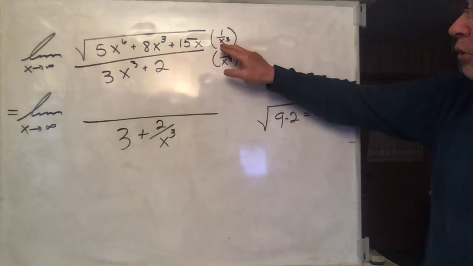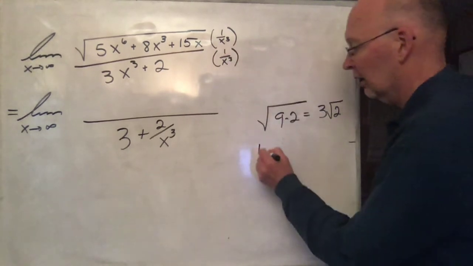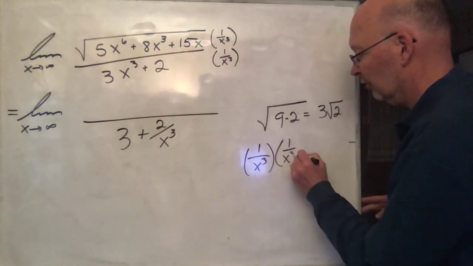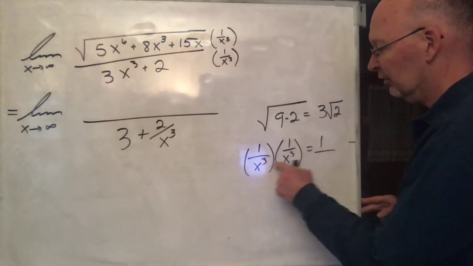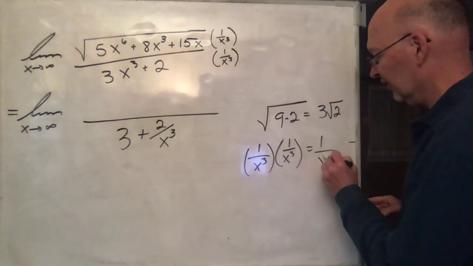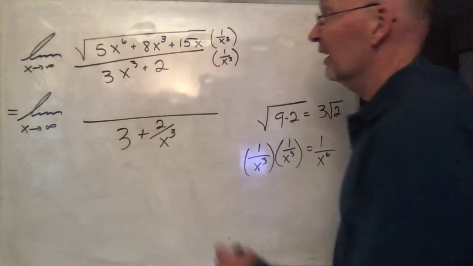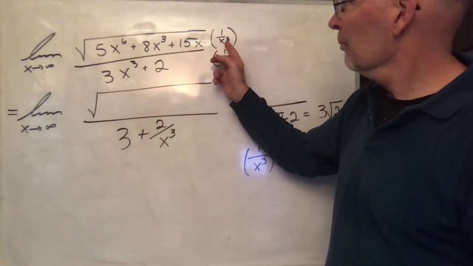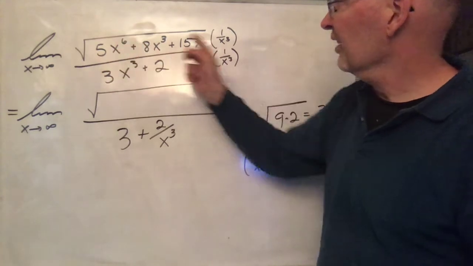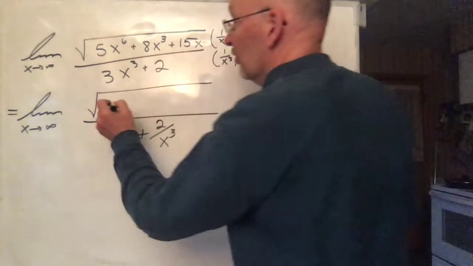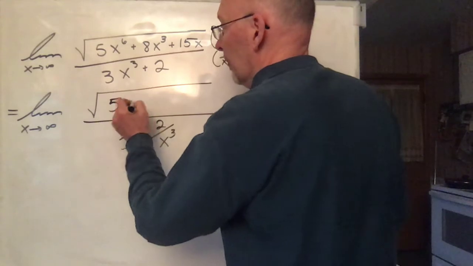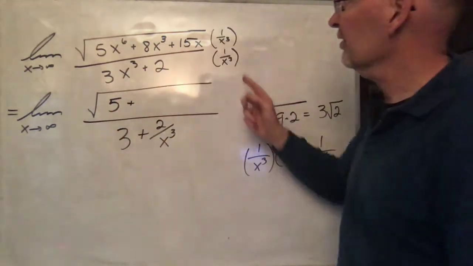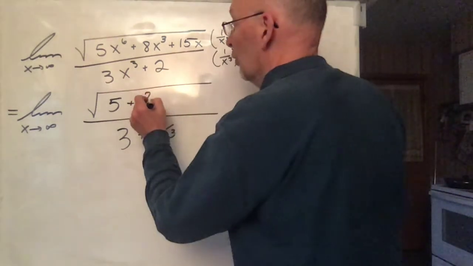So here I have 1 over x cubed. When I square that, 1 over x cubed times 1 over x cubed is going to be 1 over x cubed times x cubed, which is x to the 3 plus 3, x to the 6th. So that's going to be x to the 6th. When I bring that inside, I'm going to have 5x to the 6th divided by x to the 6th, which is just going to be 5. Here I'm going to get 8x cubed over x to the 6th, which is going to be 8 over x cubed.